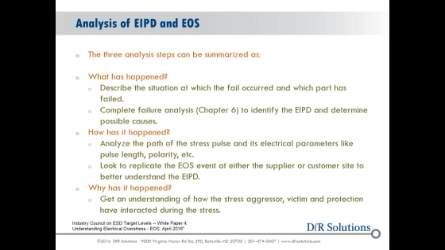Here are three analysis steps that you can summarize. What's happened? Describe the situation, understand it, complete failure analysis. How did it happen? Analyze the paths of the stress pulse and its electrical parameters. Look to replicate the EOS event if you can. And then, why has it happened? Get an understanding of how the stress aggressor, the victim, and the protection have interacted so that you can obviate these types of problems in future designs.